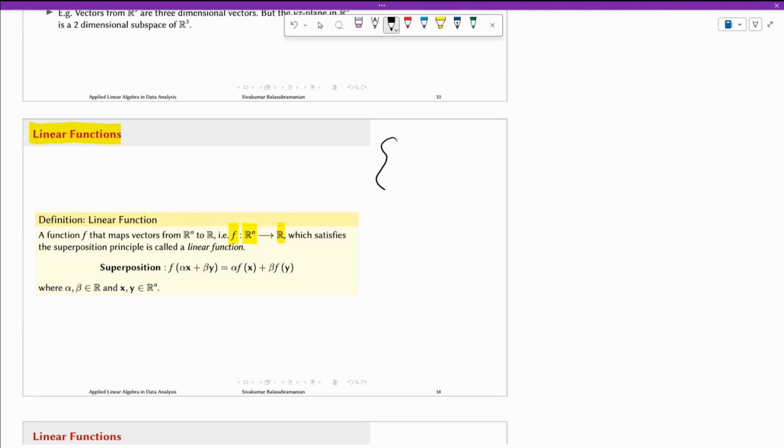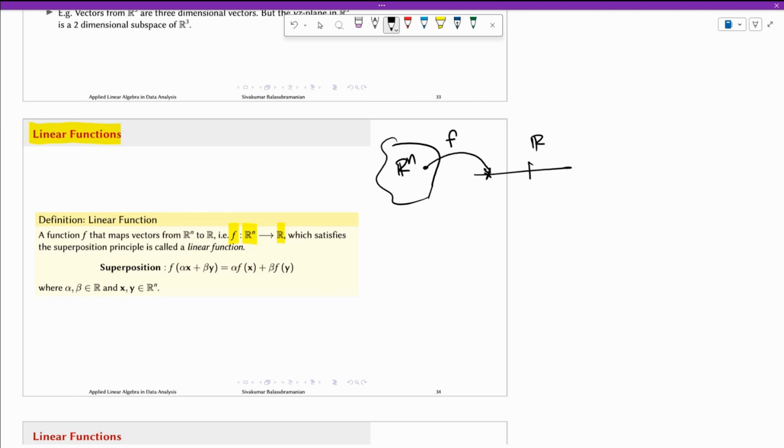So one way to think about this is Rn. This is the real line. This is f. It takes an element from Rn and produces an element in R. So we have a function like this that maps elements from Rn to a real number. We say that this function is a linear function if it satisfies what is called the superposition principle.